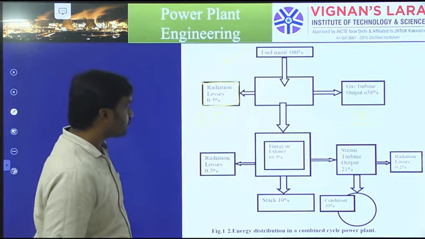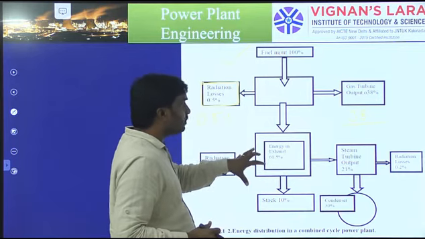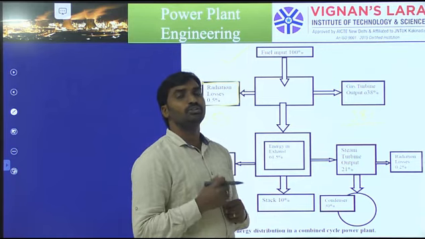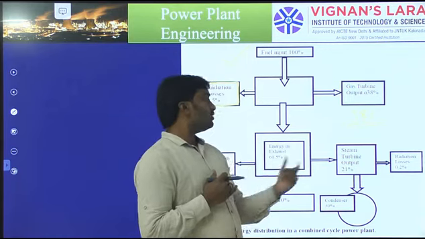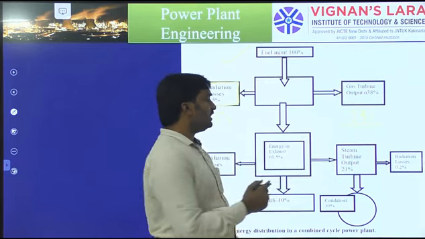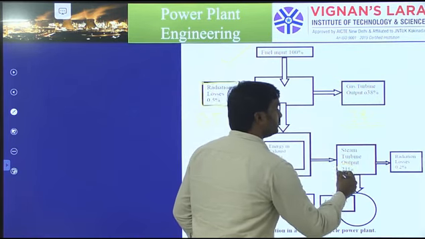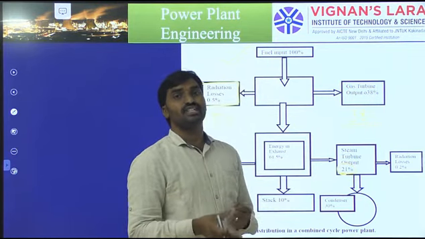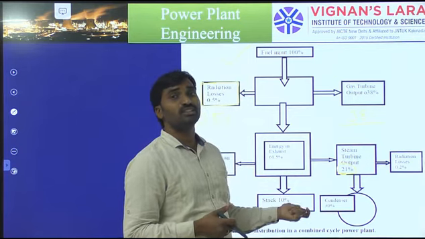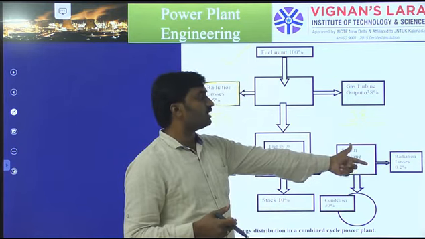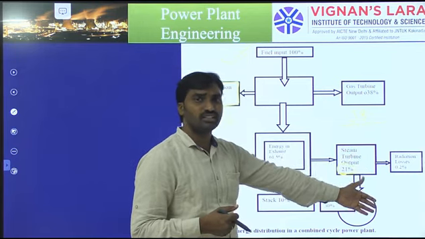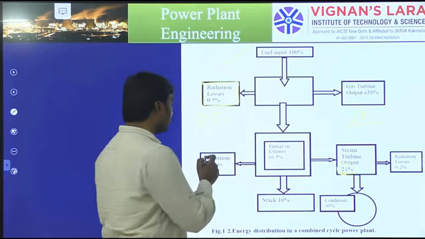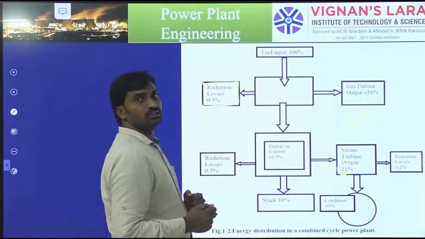See here, those exhaust gases we are using for generating steam. Here the energy content is 21%. So 21% of heat energy is used to generate the steam power. Here also we have some losses. The same radiation losses are there, 0.2% of radiation losses, and at the condition of processing we also have radiation losses.